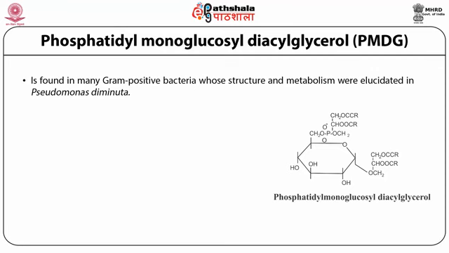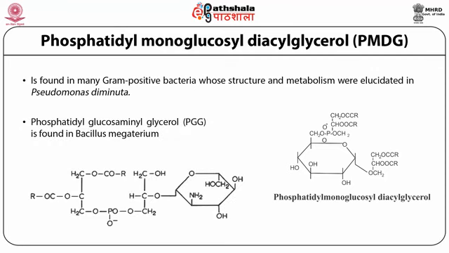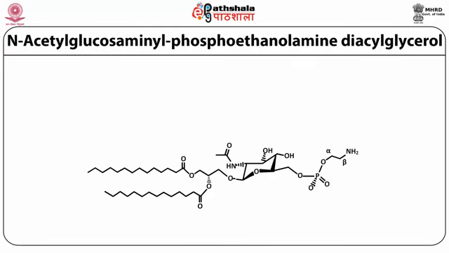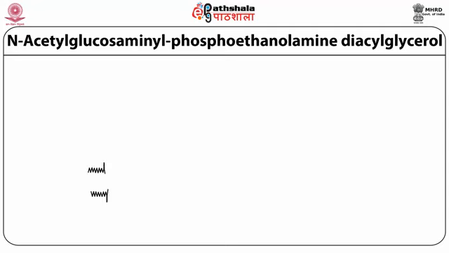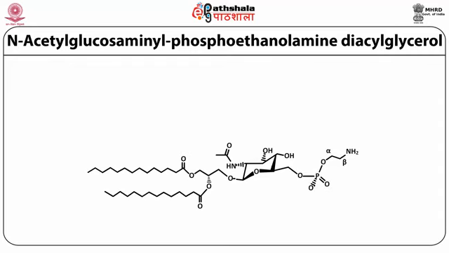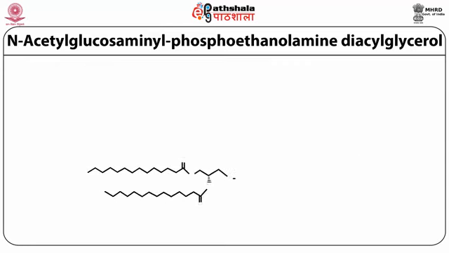Another important phosphatidyl monoglucosyl diacylglycerol is phosphatidyl glucosylamynyl glycerol, which is also abbreviately known as PGG, and it has been found in Bacillus megaterium species. N-Acetylglucosaminyl-phosphoethanolamine diacylglycerol is another subtype of the glycolipids, which is present in the Clostridium tetani species.